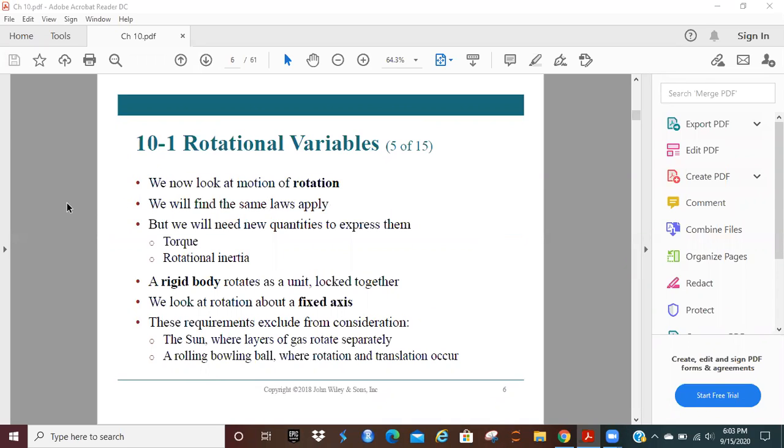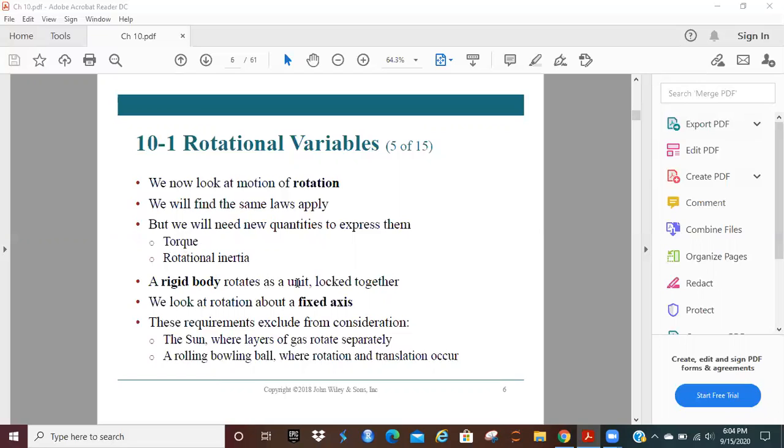What we're going to do in this chapter is discuss how to take Newton's laws and apply them to a body that is rotating. How is that motion described? How does that motion change? We're going to need some new concepts in order to express them, but many of the same concepts are going to carry over from what we had before. Those new concepts are going to be torque and rotational inertia.